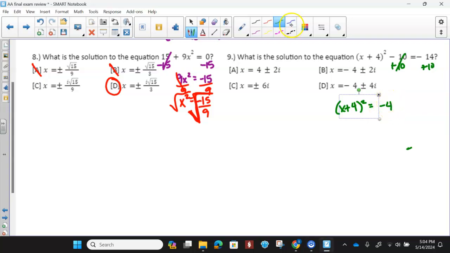Now what can we do here now that the parentheses are by themselves? Take the square root. So now canceling out, I bring down x plus 4, which is equal to the square root of negative 4. Now we're solving an equation, so we need plus or minus, right? Don't drop that. 2i, because that's the square root of negative 4. Now what do we need to do here to solve for x? Well, if we're adding 4, subtract 4. So notice how that is a negative 4 here, not positive 4, and we can't combine them. So negative 4 plus or minus 2i. That's why the answer here is B.